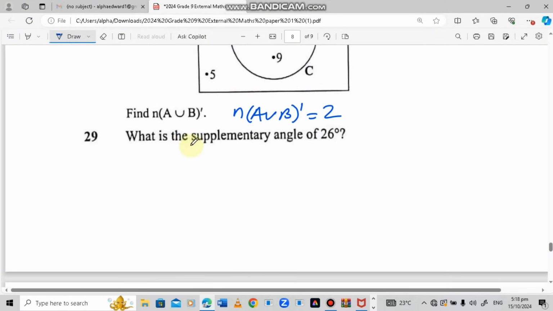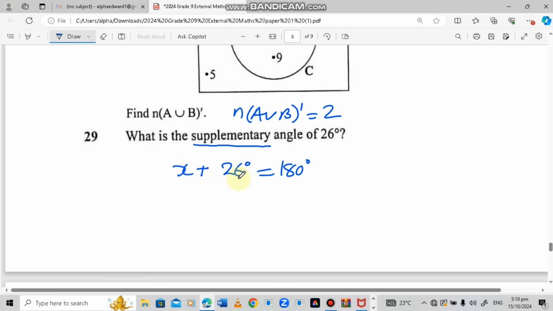Question 29. What is a supplementary angle of 26? First of all, you need to understand what supplementary angles are. Supplementary angles are two angles such that if you add those two angles, you get 180. To find the angle that is supplementary to this, we say x, since we don't know that angle, plus 26 should give 180 degrees. When you add these two angles, you get 180 degrees, which means they are supplementary to each other.